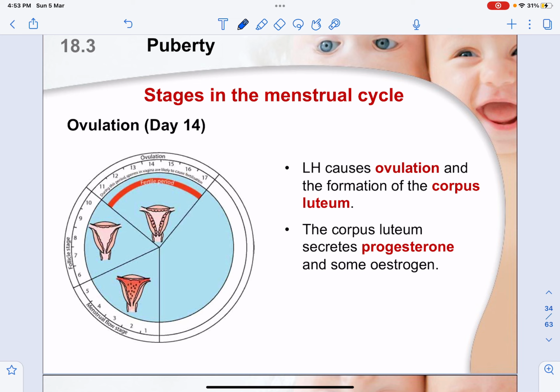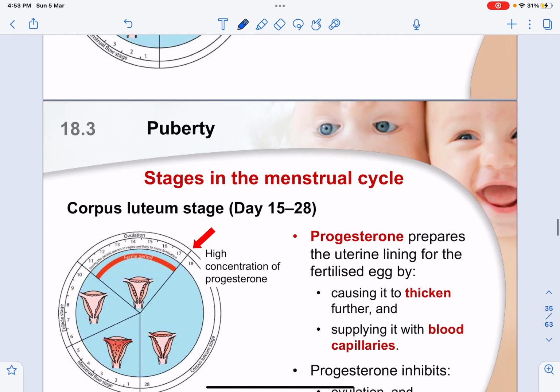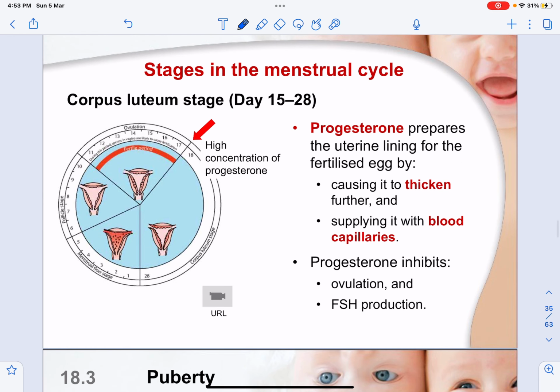Now, when you form the corpus luteum, it will then secrete progesterone and a little bit of estrogen, mainly to maintain the uterus lining. The progesterone will then prepare the uterus lining for the fertilized egg by either causing it to thicken further or to supply it with more blood capillaries. So you are really preparing the body more for implantation subsequently, but that is provided that fertilization actually occurs.